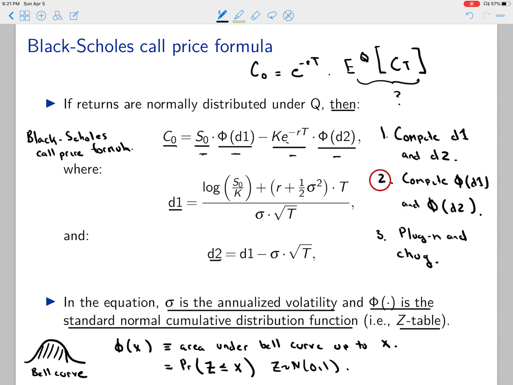Okay? And what we're going to do to compute this phi of D1 and D2 is we're just going to set x equal to D1 and x equal to D2 in two different situations. And we're just going to compute this out. Okay?